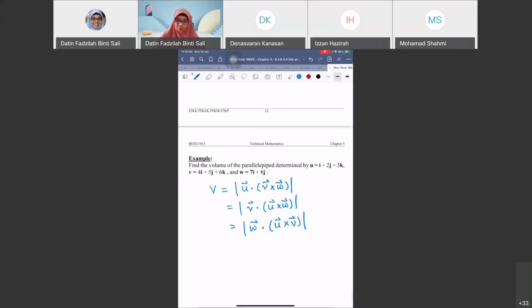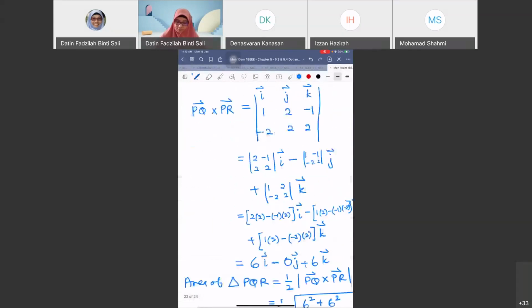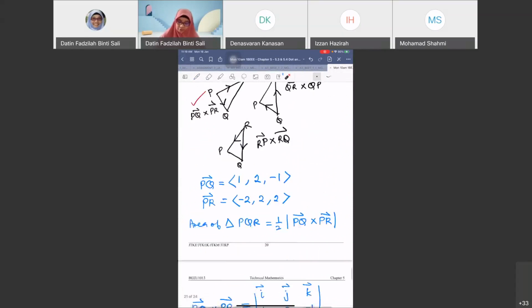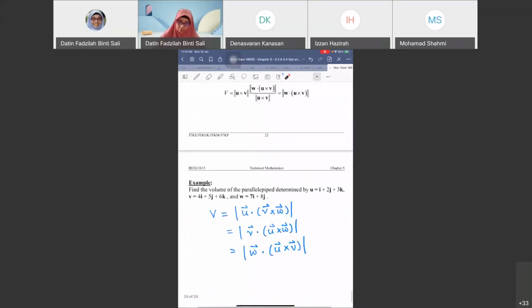It is the same concept like I just mentioned about this. Right, this one just now. It depends on how you see it. Either you look at it like this, or you can look at this, or like this. It will give you the same answer. Okay, so same with volume as well.